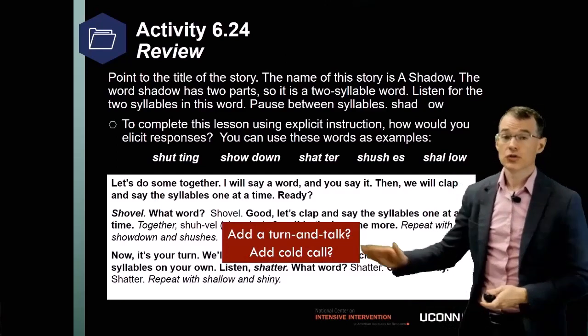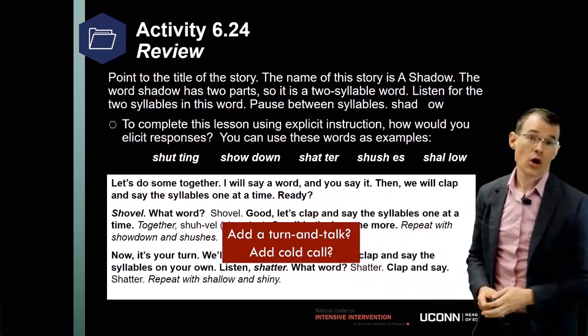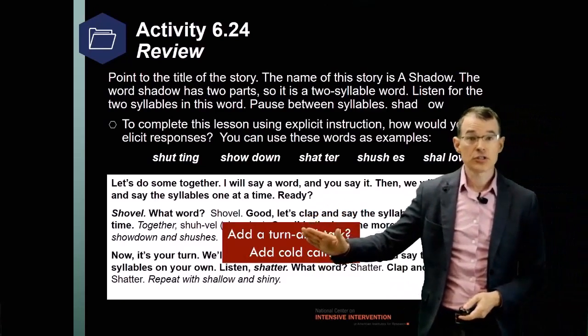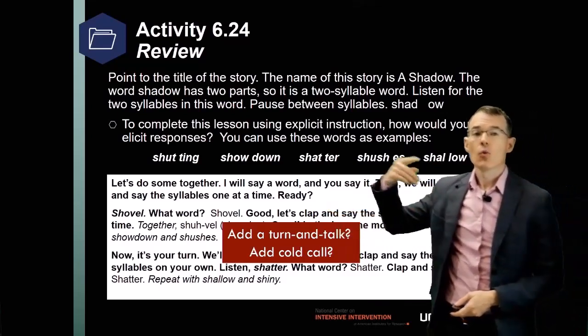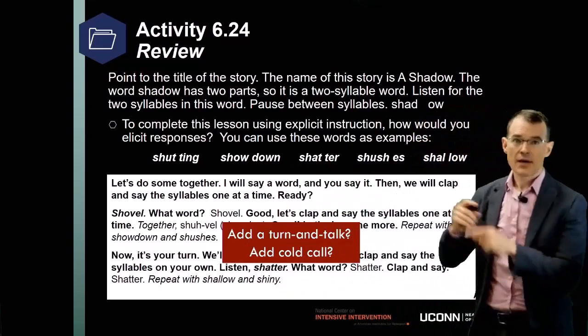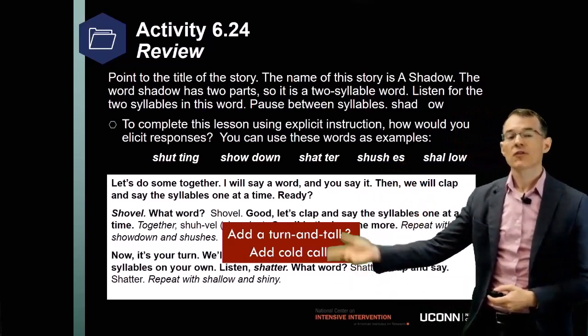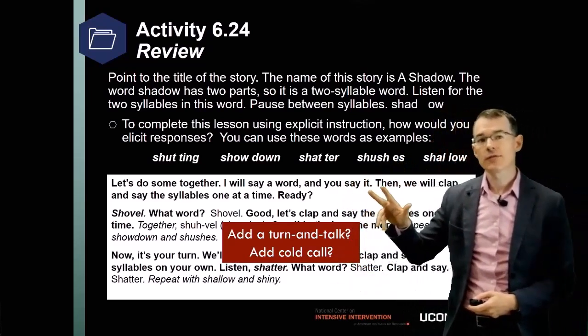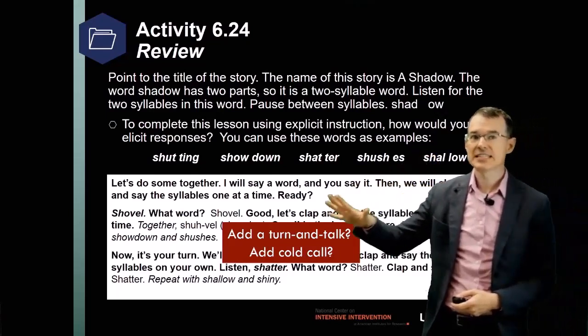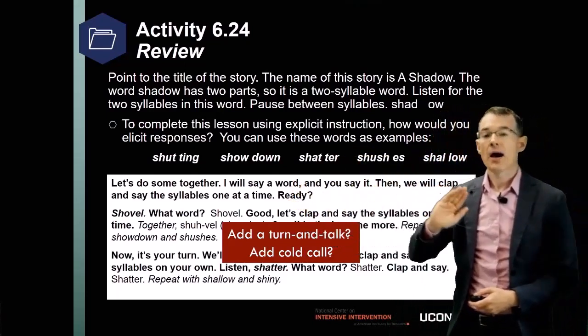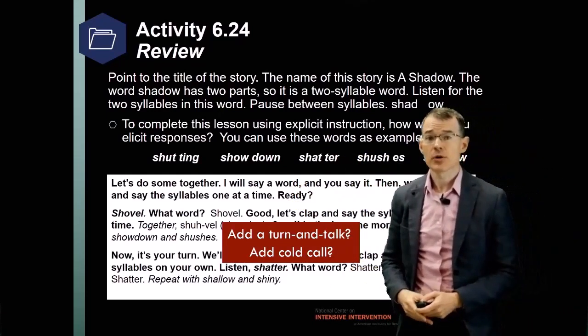Arguably, you could use a turn and talk or a cold call in these cases, because with a turn and talk, the students will be whispering to their neighbor. With a cold call, you'd be having individual students respond. I think occasionally those would be appropriate. For this kind of lesson, usually the focus is on choral response because it's an easy way to get every student involved. If you put in one of these ideas, I think it would be okay.